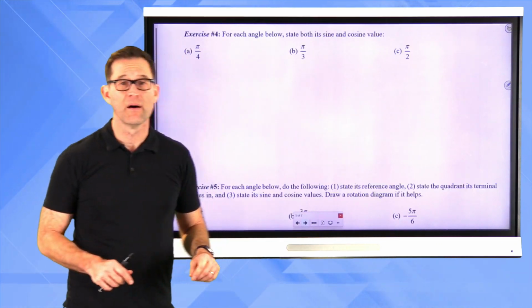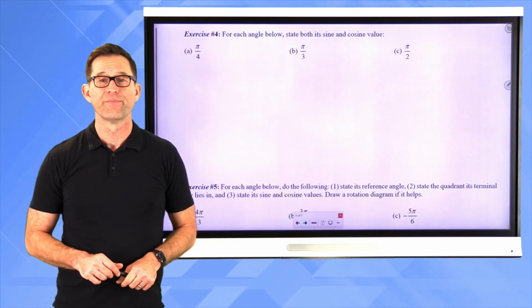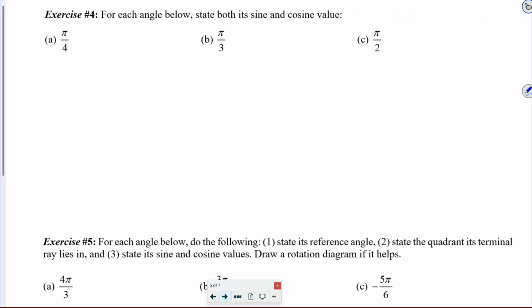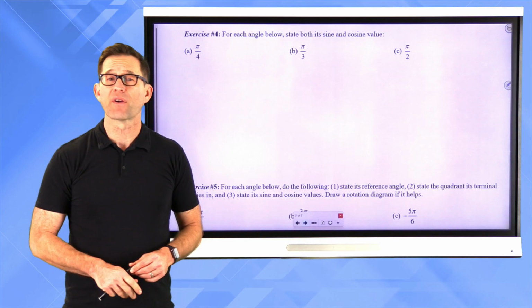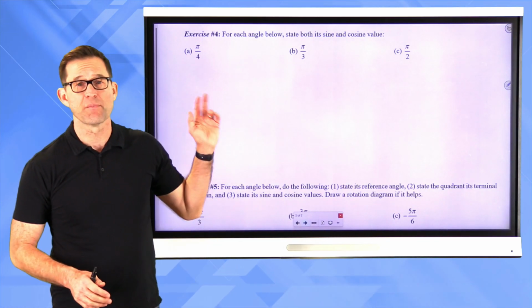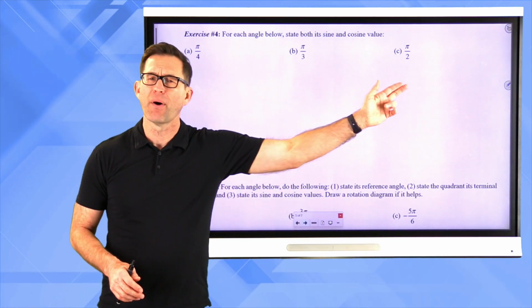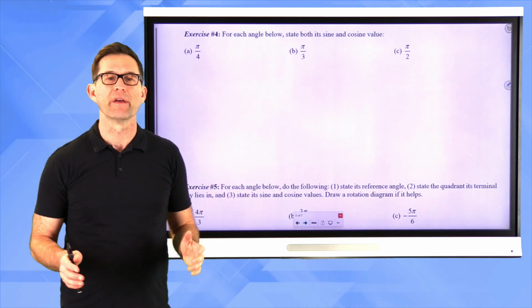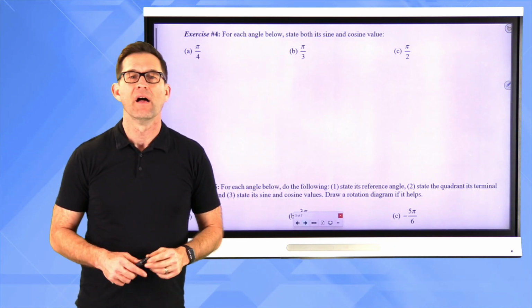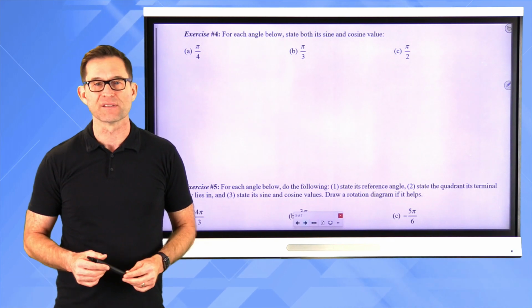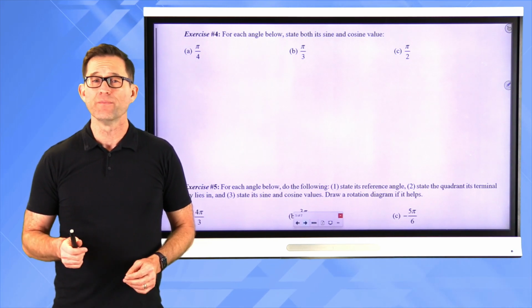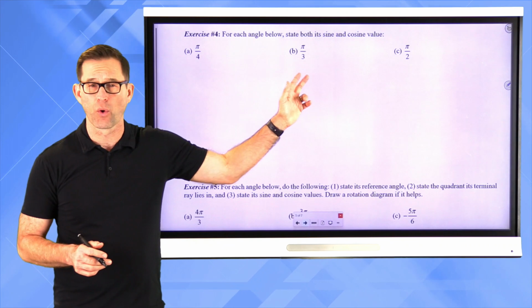Let's talk about exercise number 4. For each angle below, state both its sine and cosine values. So notice I've got all the other first quadrant angles, pi over 4, pi over 3, and pi over 2. Pi over 2 isn't really a first quadrant angle because it lies literally on the y-axis.